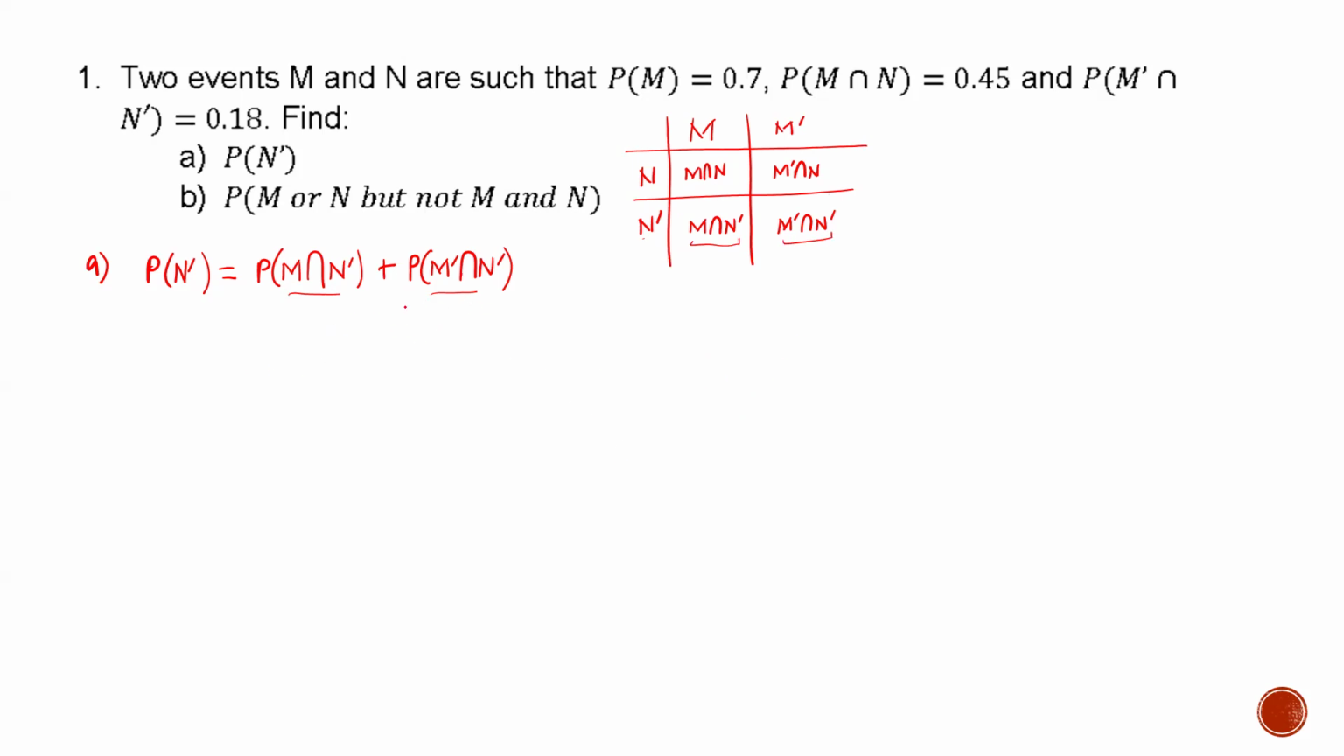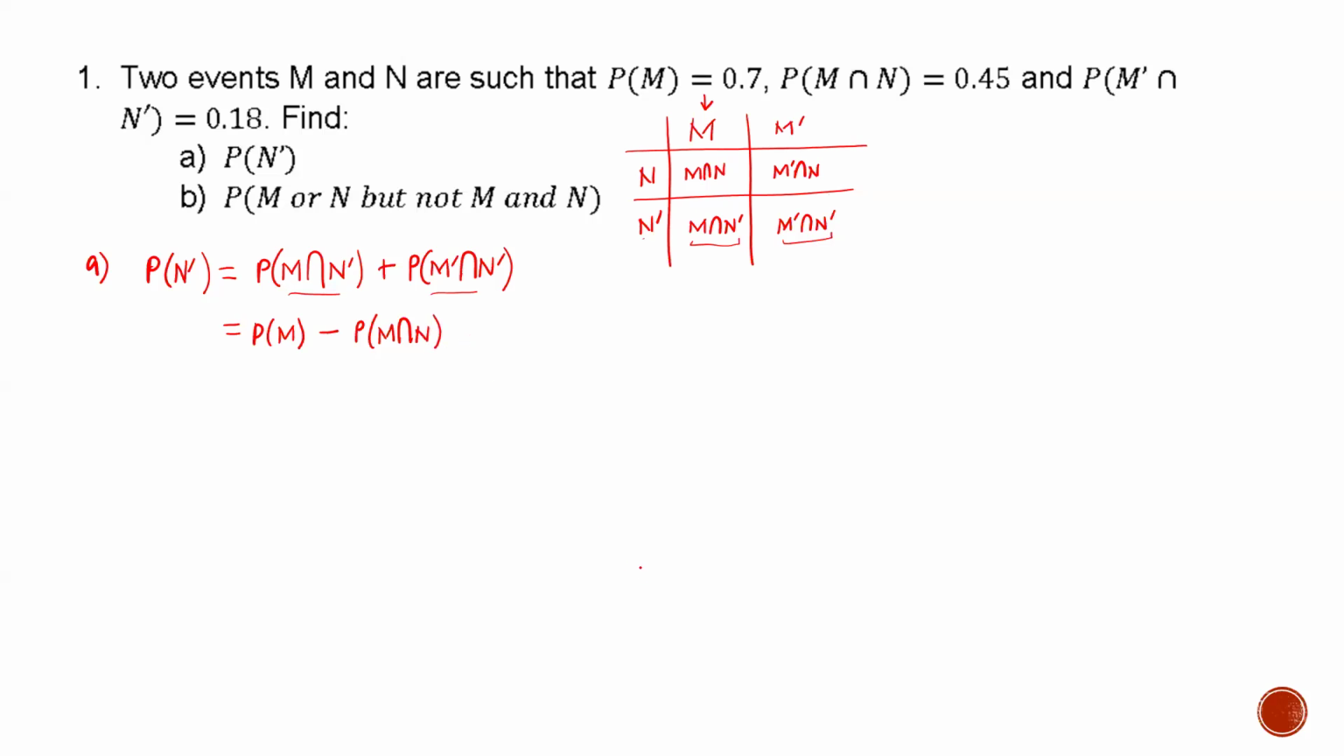And the question gives us the second one, but it doesn't give us the first one. So how do we get the first one? How do we get M intersection N complement? Then you look at this column. Because by looking at this column, you can see that M intersection N complement is in fact the probability of M minus the probability of M intersection N.